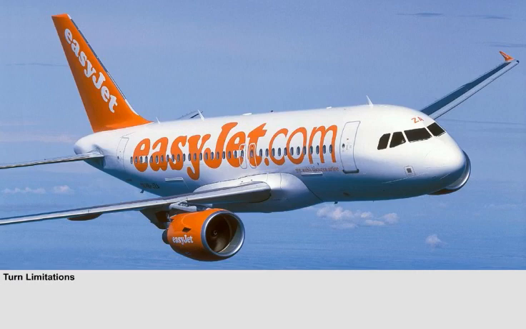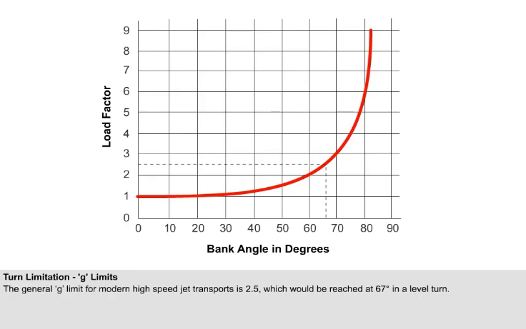There are certain limitations which can restrict the performance of an aircraft in the turn. For each aircraft type, there is a design limit load factor. For modern high-speed jet transports, the limit is 2.5 g. From the graph, it can be seen that this occurs at 67 degrees of bank, which will determine a turn radius dependent on the TAS. This will be the minimum radius possible without exceeding the g limit.